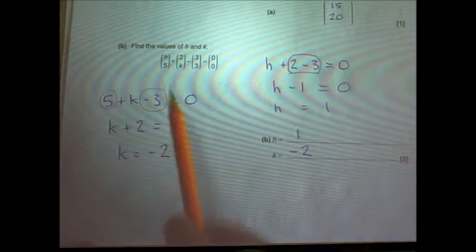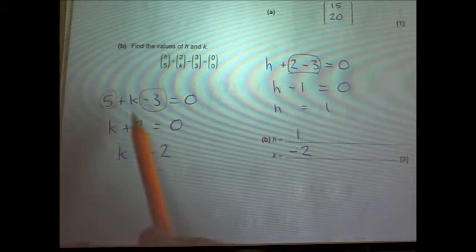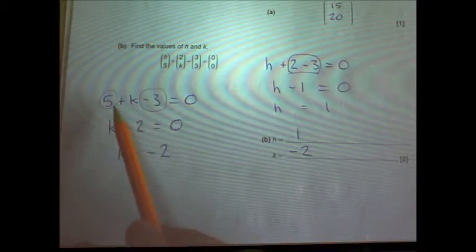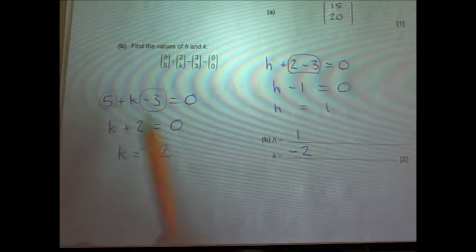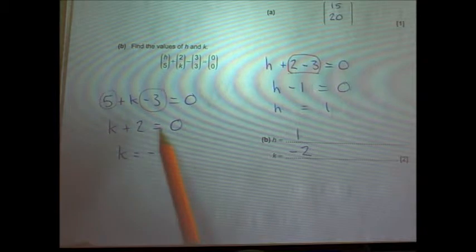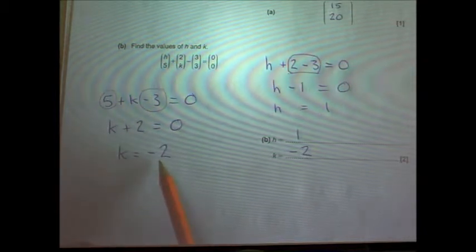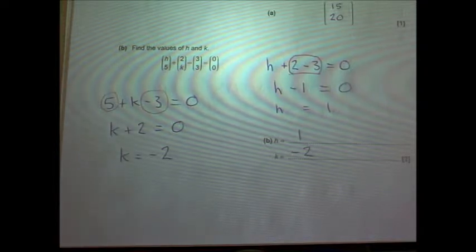For the next one, you've got 5 add k, take away 3 equals 0. So I've written it here. I'm grouping my 5 and my minus 3 together, so that would be 2. So k add 2 is 0. So what add 2 gives you nothing? Well, minus 2 does. So h is 1 and k is minus 2. A bit fiddly, but you should be able to work that out.